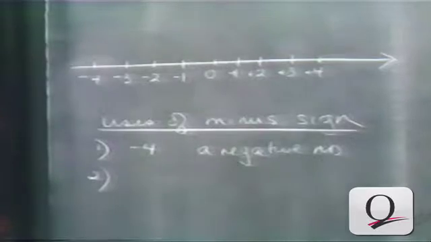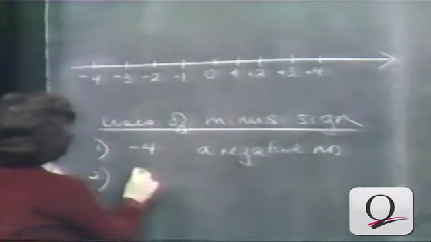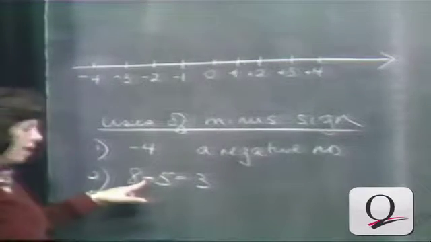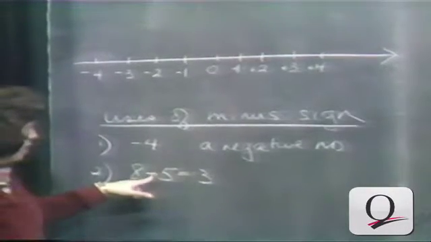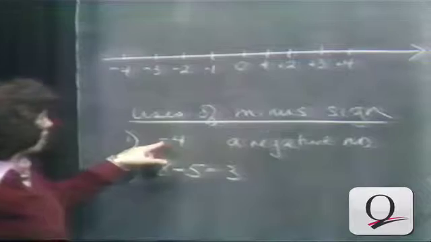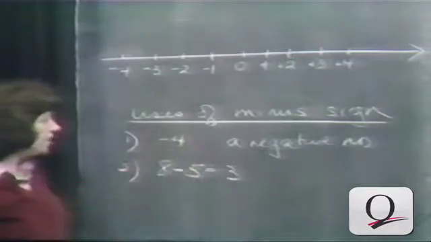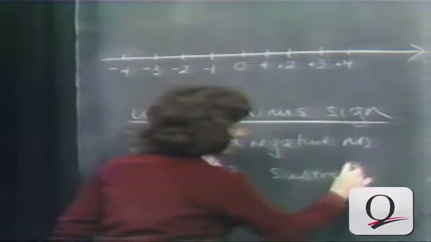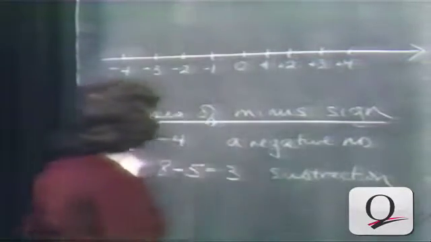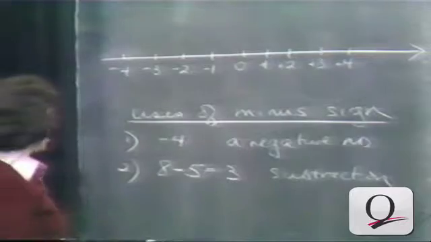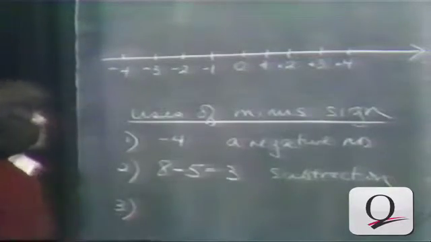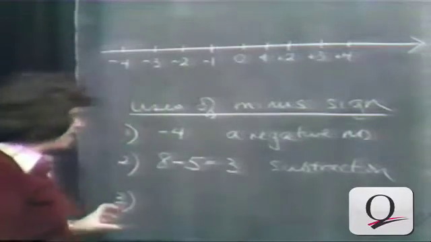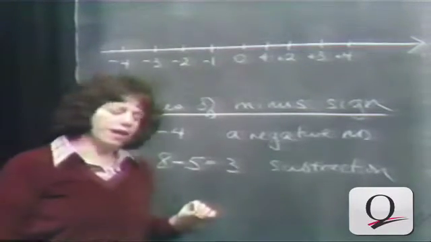It can be used to indicate subtraction. You've seen this in arithmetic: 8 minus 5 equals 3. Here, the minus sign is indicating the operation of subtraction. Here, the minus sign right before the number is indicating the negative number. There is also another use of the minus sign. When it is written right before a signed number, it means the opposite of that number.